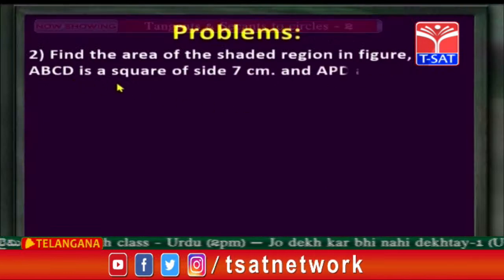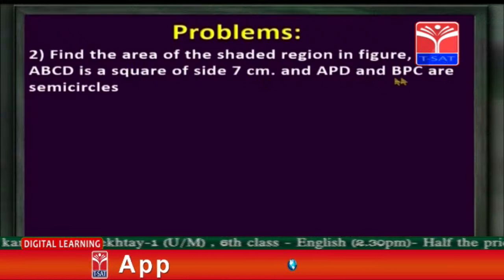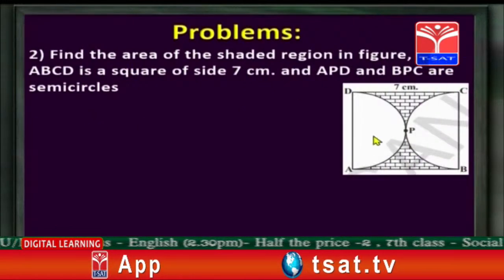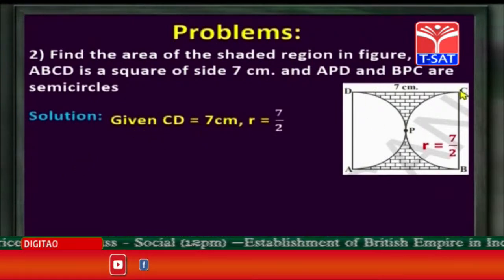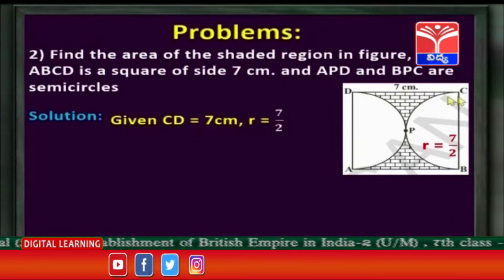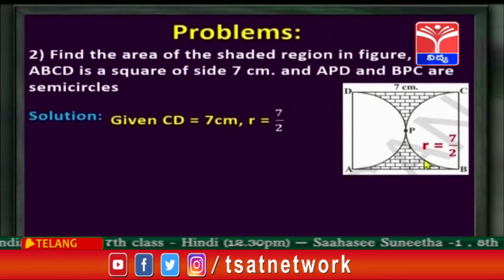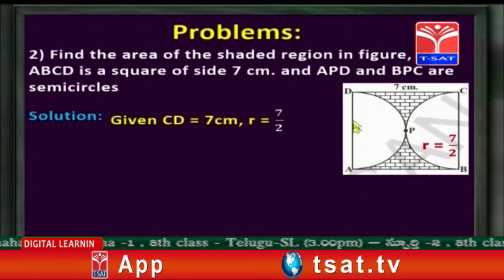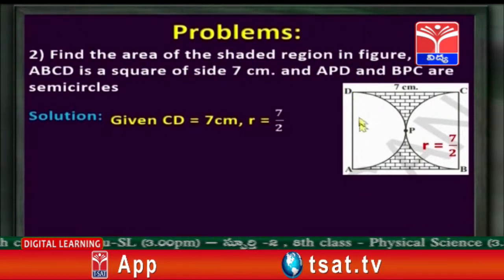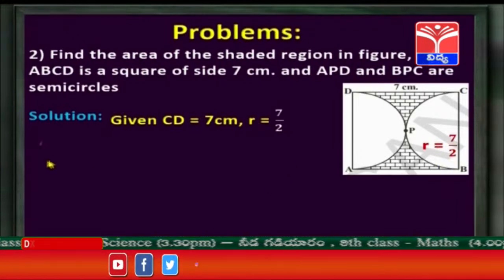Now, let us see one more problem. Find the area of the shaded region in the figure if ABCD is a square of side 7 centimeter and APD, BPC are semicircles. Now, let us solve this. Given CD is equal to 7 centimeter, which is the length of the side of the square. R is equal to 7 by 2. Why did we get R as 7 by 2? Because this is the diameter, and the diameter is 7. So, the radius will be half of the diameter, which is R equal to 7 by 2.